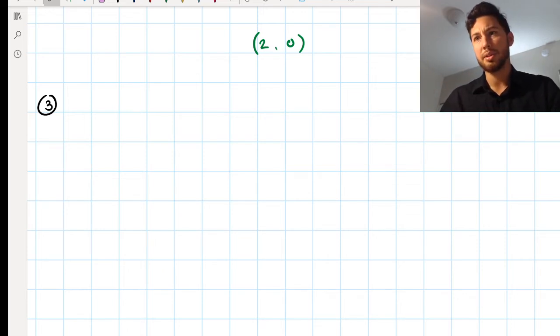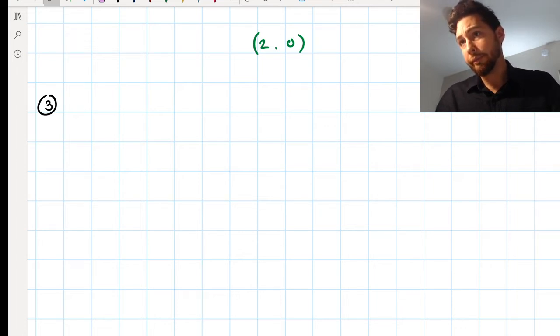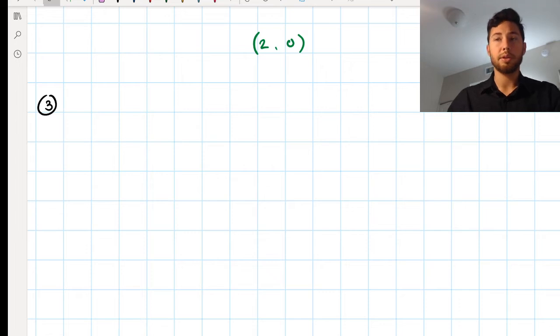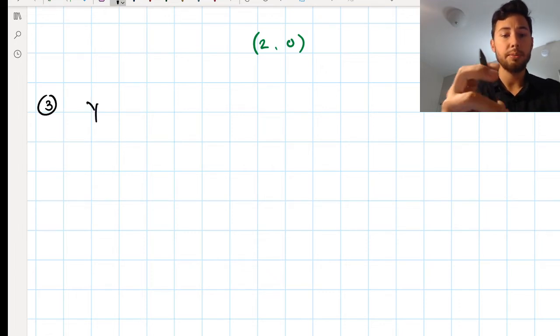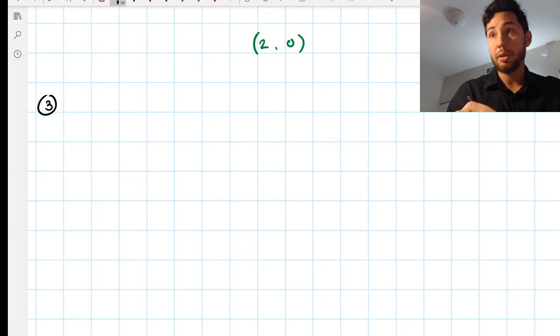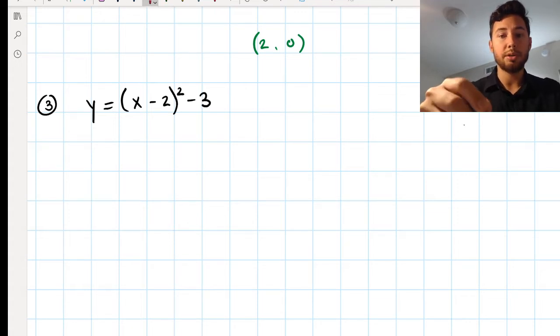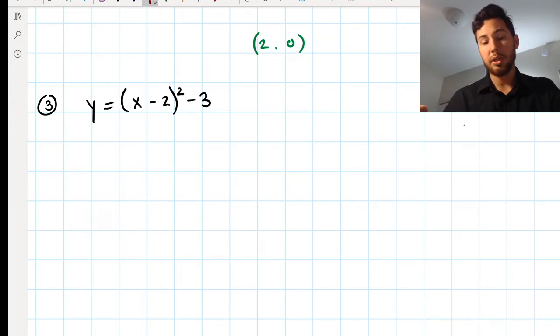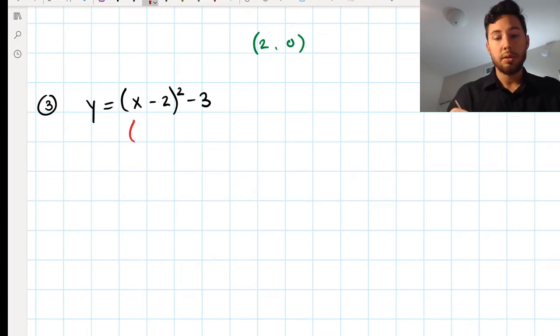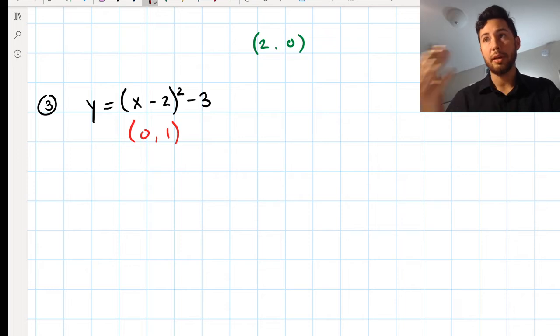In this case, the y-intercept should be positive 1. So make sure that you get that as your y-intercept. Let's write this down. Number 3 is y is equal to (x minus 2) squared minus 3. So your y-intercept, I'll give it to you, and just please check your work, is going to be (0, 1), because I'll plug in 0 here, negative 2 squared is positive 4, minus 3 is 1.